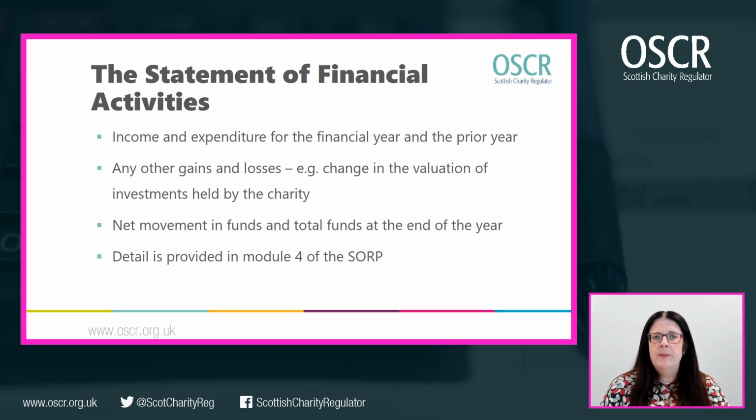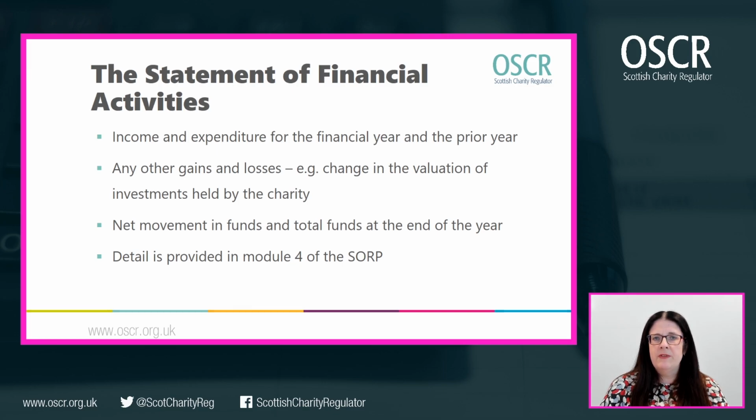Underneath the income and expenditure for the year, all other gains and losses either received in the year or expended in the year will also be shown. Now these gains and losses aren't actually transactions that have involved the exchange of money. They are more like a change, for example, in the valuation of an investment or a fixed asset that the charity has. It's a notional gain or loss rather than an actual exchange of money.